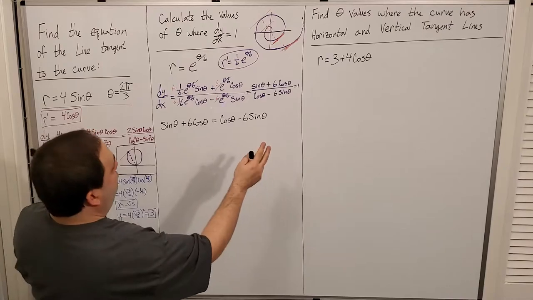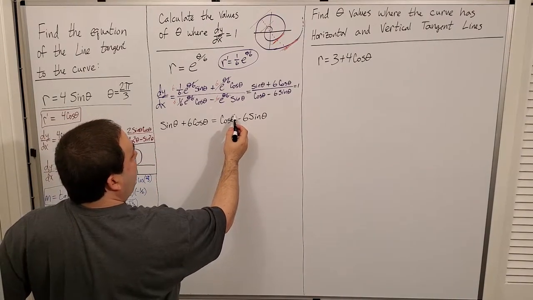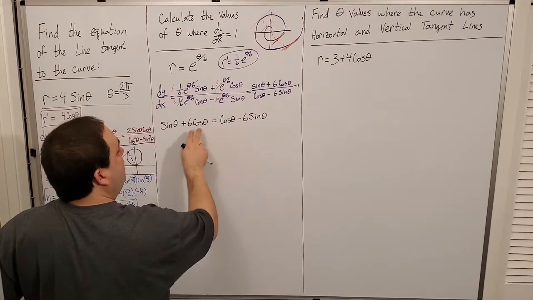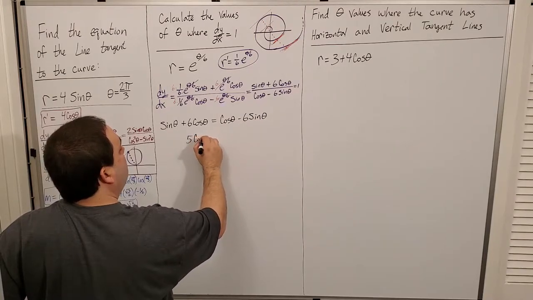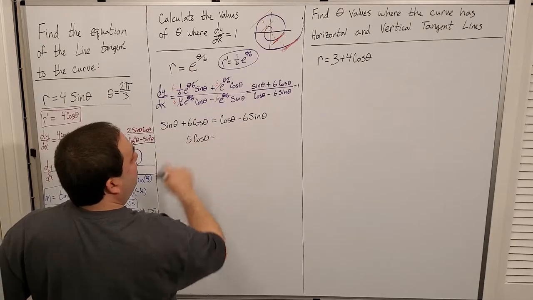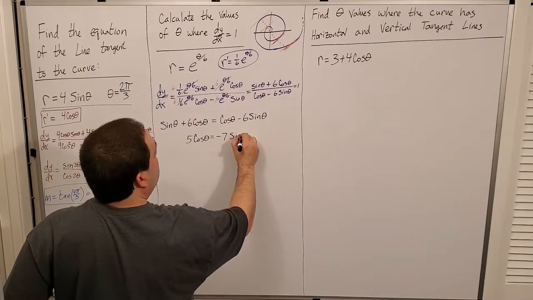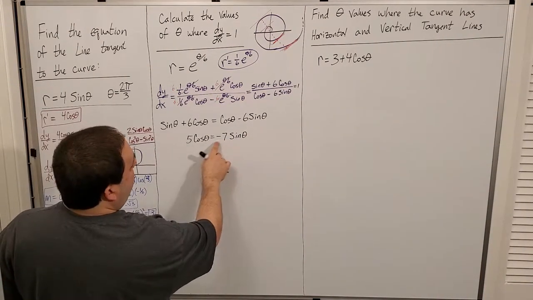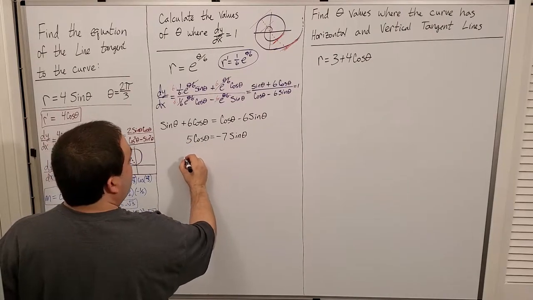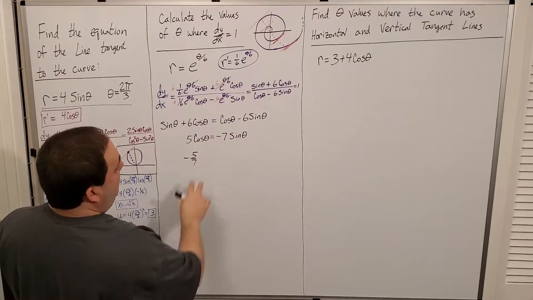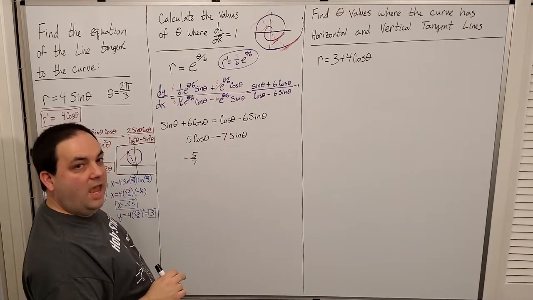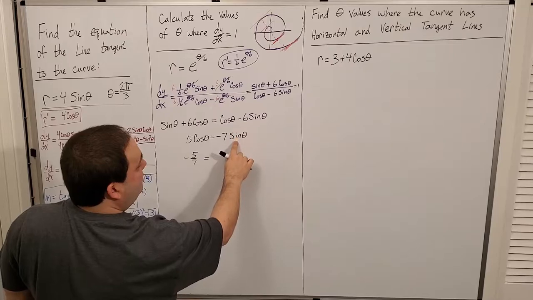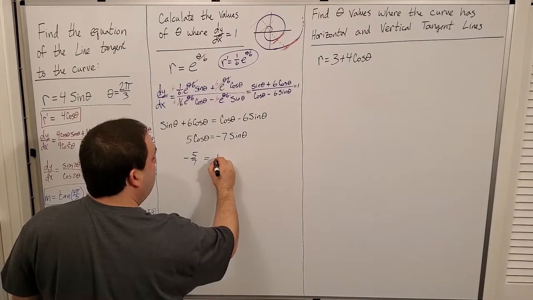From here, I'm just going to mix and match, right? I'm going to subtract cosine from both sides, and I'm going to subtract sine from both sides. If I subtract cosine here, that's going to give me 5 times cosine theta. And if I subtract sine from both sides, I'll have negative 7 sine theta. Okay? Now I'm going to divide both sides by negative 7. That's going to give me negative 5 sevenths on this side. And I'm going to divide both sides by cosine theta. If I divide by cosine, it gets rid of it on this side, and then sine theta divided by cosine theta is tangent theta.